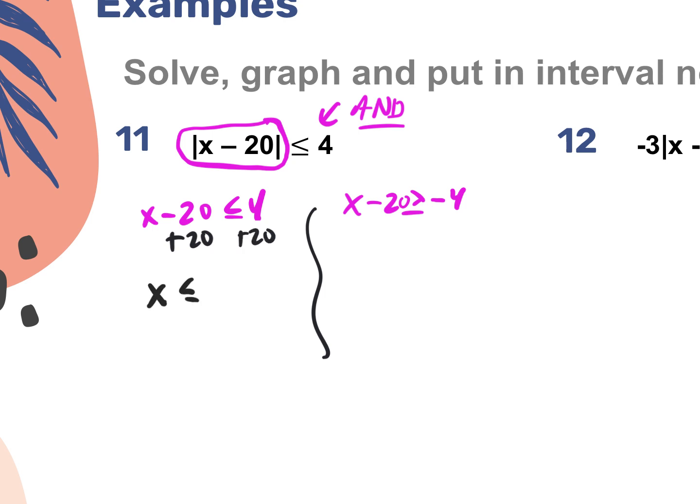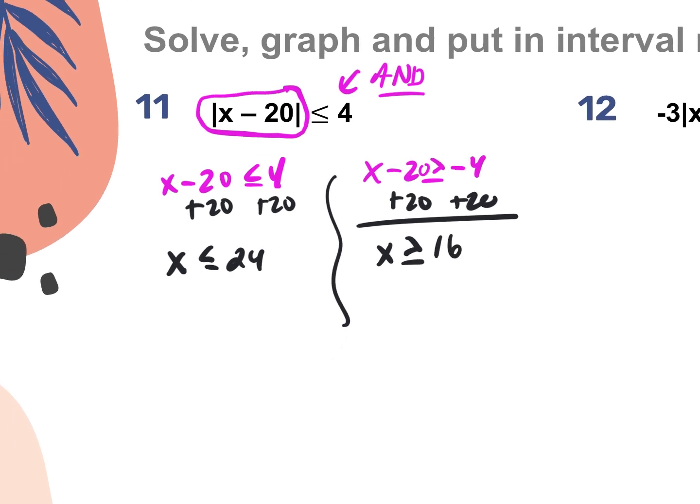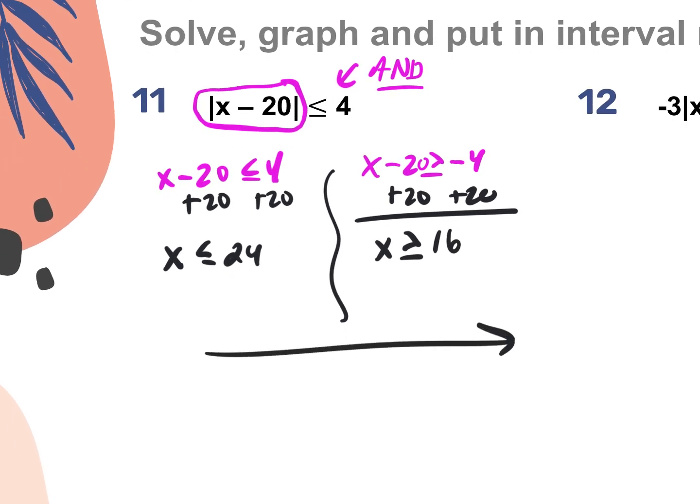X is less than or equal to 24. I'm going to add 20 to both sides. And x is what? X is what? Greater than or equal to 16. Okay? So there's our two inequality statements.